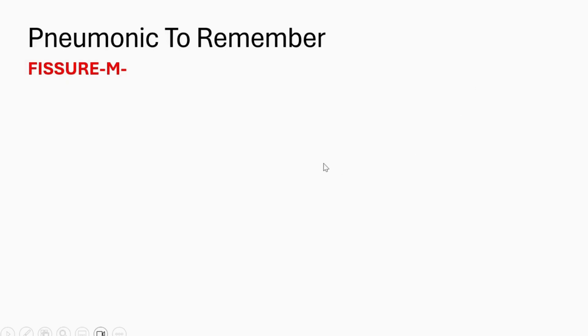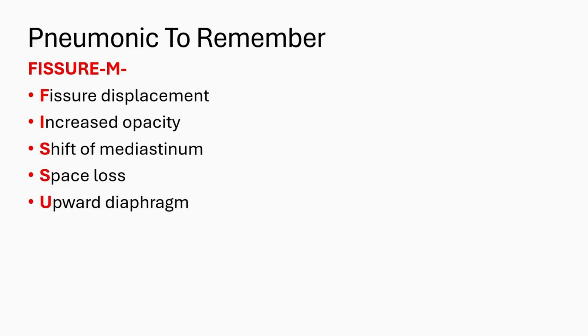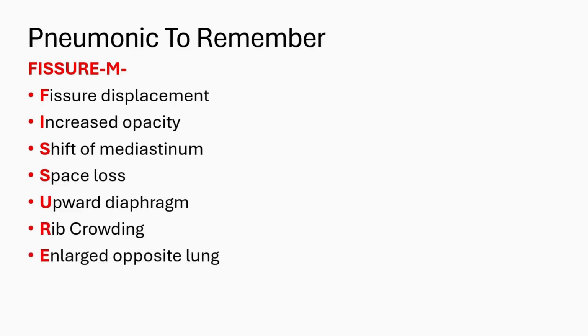Now a mnemonic to remember the signs of collapse. This can be remembered by this FISURE M mnemonic. F for fissure displacement, I for increased opacity, S for shifting of mediastinum, space loss, U for upward diaphragm, R for rib crowding, E for enlarged opposite lung, and M for mediastinal pull. So this is all about the FISURE M, and it makes it easy to remember the signs of collapse.